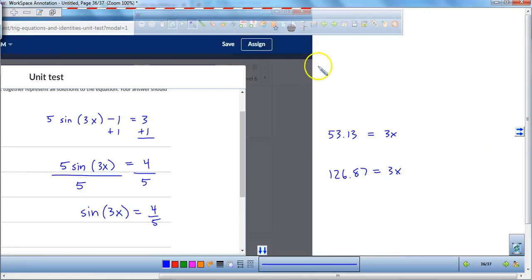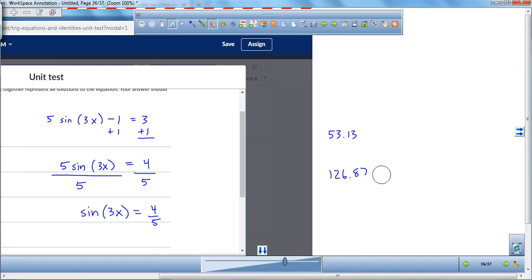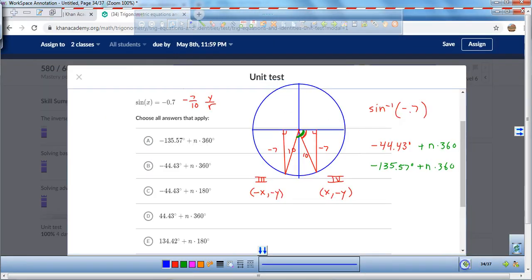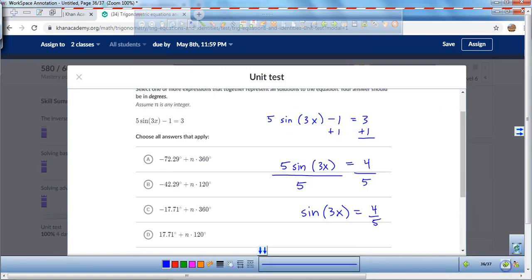So, here's what you're going to have to do. If you wanted to get back to these, you'd have to add 360 times any integer, and that would get you to those 2 spots. Okay? So remember, this is the quadrant 1 answer. This is the quadrant 2 answer. So this angle would be 53. This other angle would be the 126. We're in quadrant 1 and quadrant 2, and we're dealing with positive sine. Okay.